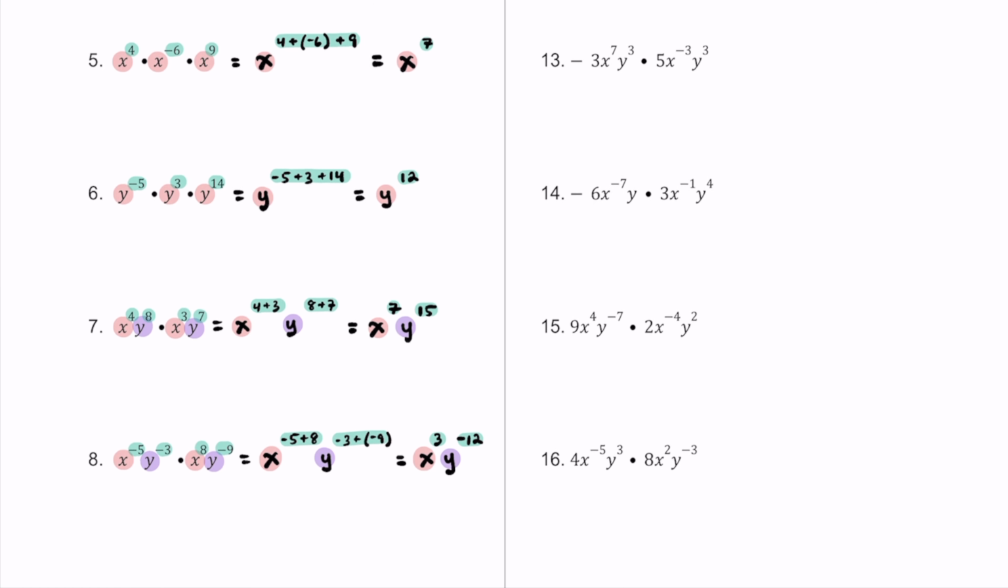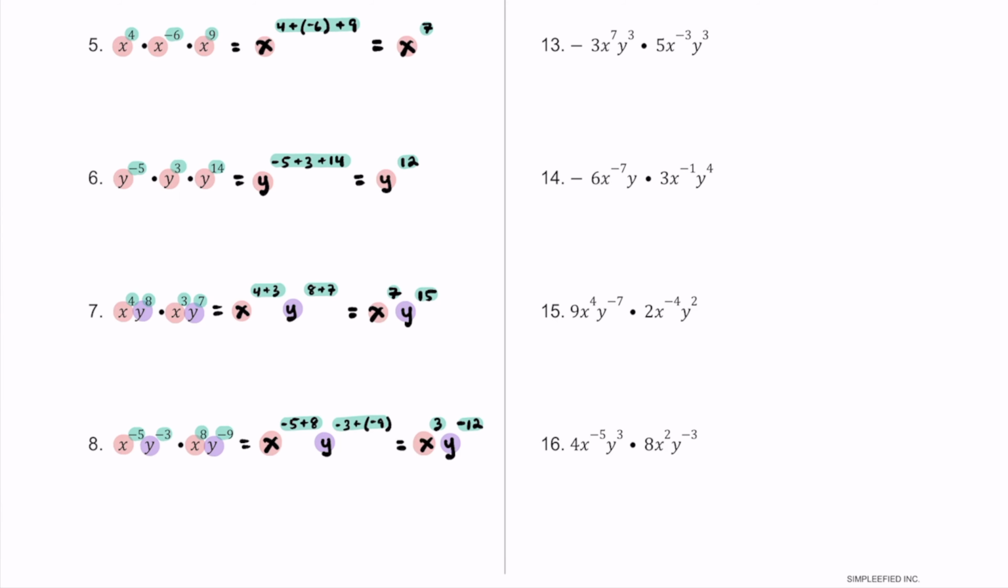Here's 13. For 13, we have negative 3 times x to the seventh power times y to the third power times 5 times x to the negative third power times y to the third power. Starting with the coefficients, we have negative 3 multiplied by 5. So 3 times 5 is 15, so negative 3 times 5 should be negative 15. So that's going to be our coefficient out in front.